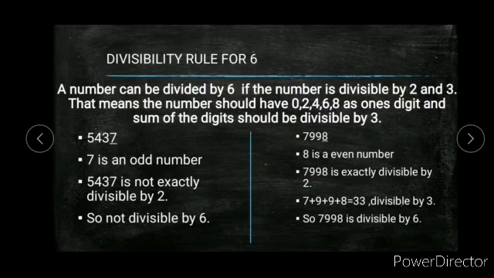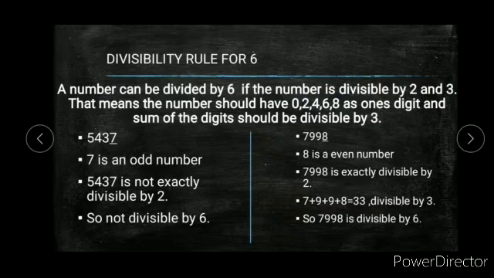So it has to satisfy the divisibility test of 2 as well as 3. Let us take an example, that is 5437. From the first instance, you can see that the unit digit is not even, so it is not divisible by 2. As it is not divisible by 2, it is not divisible by 6 also. Similarly, you can see the other number, that is 7998. Seeing the unit digit, you can say that it is divisible by 2.